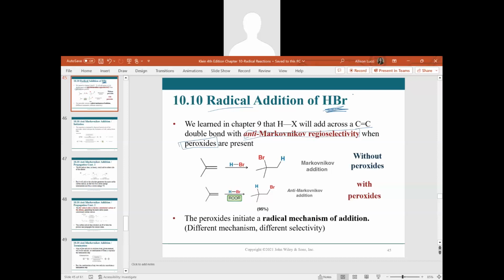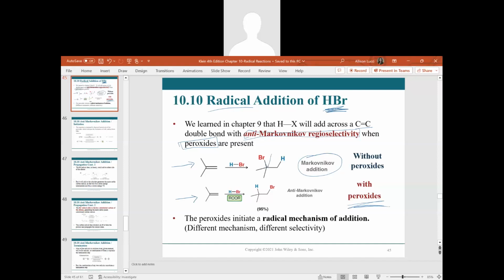But we were told that we weren't going to look at the mechanism yet, that we would learn about it later. So here's where we learn about the mechanism when peroxides are used. Without peroxides, we have our starting alkene over here. And without a peroxide, we see the top reaction happen. We have a mechanism which produces a Markovnikov addition.